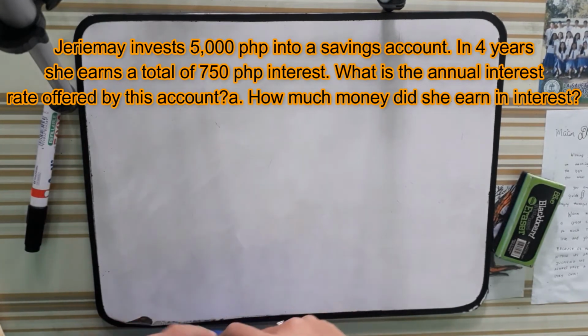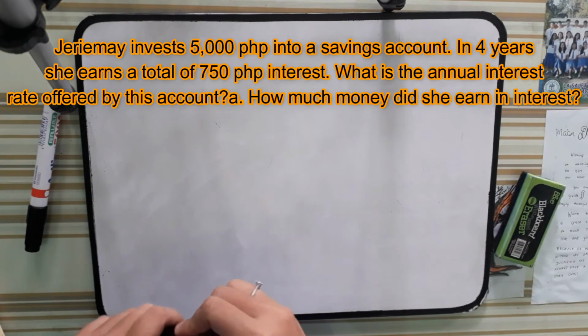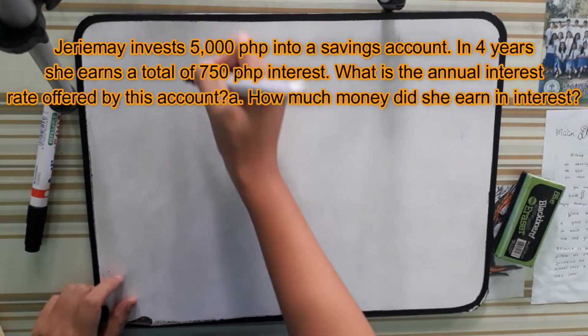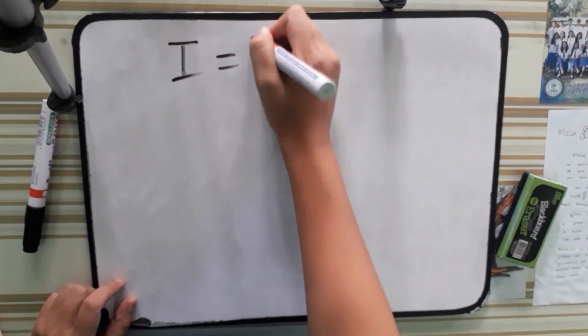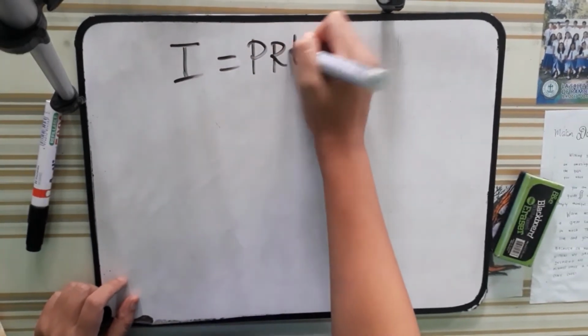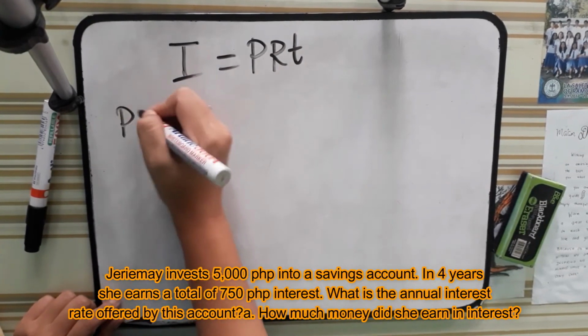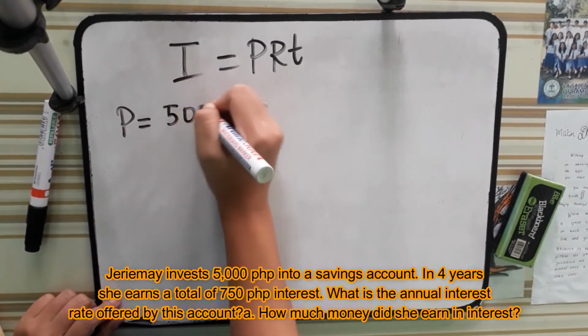Now, we are looking for the rate because the interest, the principal, and the time are already given. So we will use the same formula: I is equal to PRT. First, we need to identify the givens. Our principal is equal to 5,000 pesos.